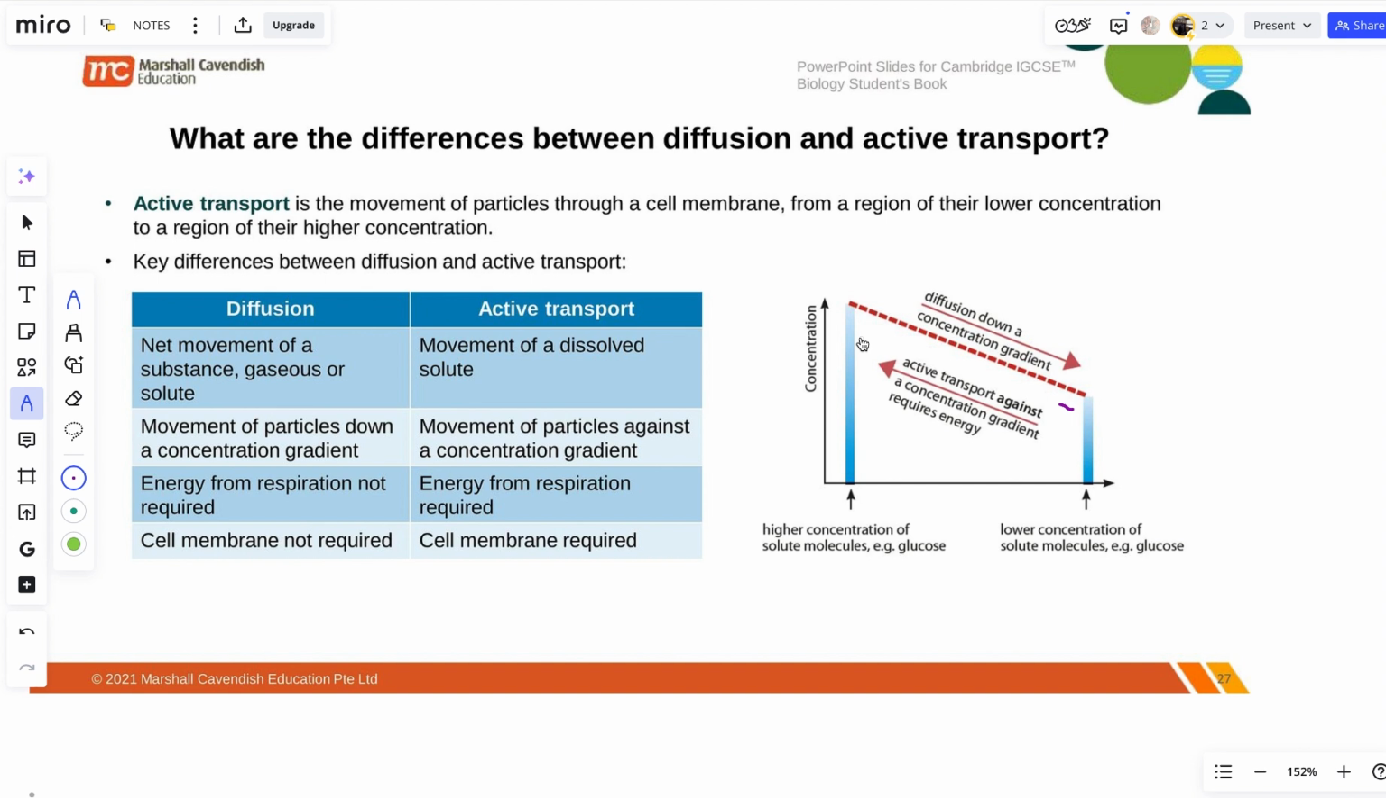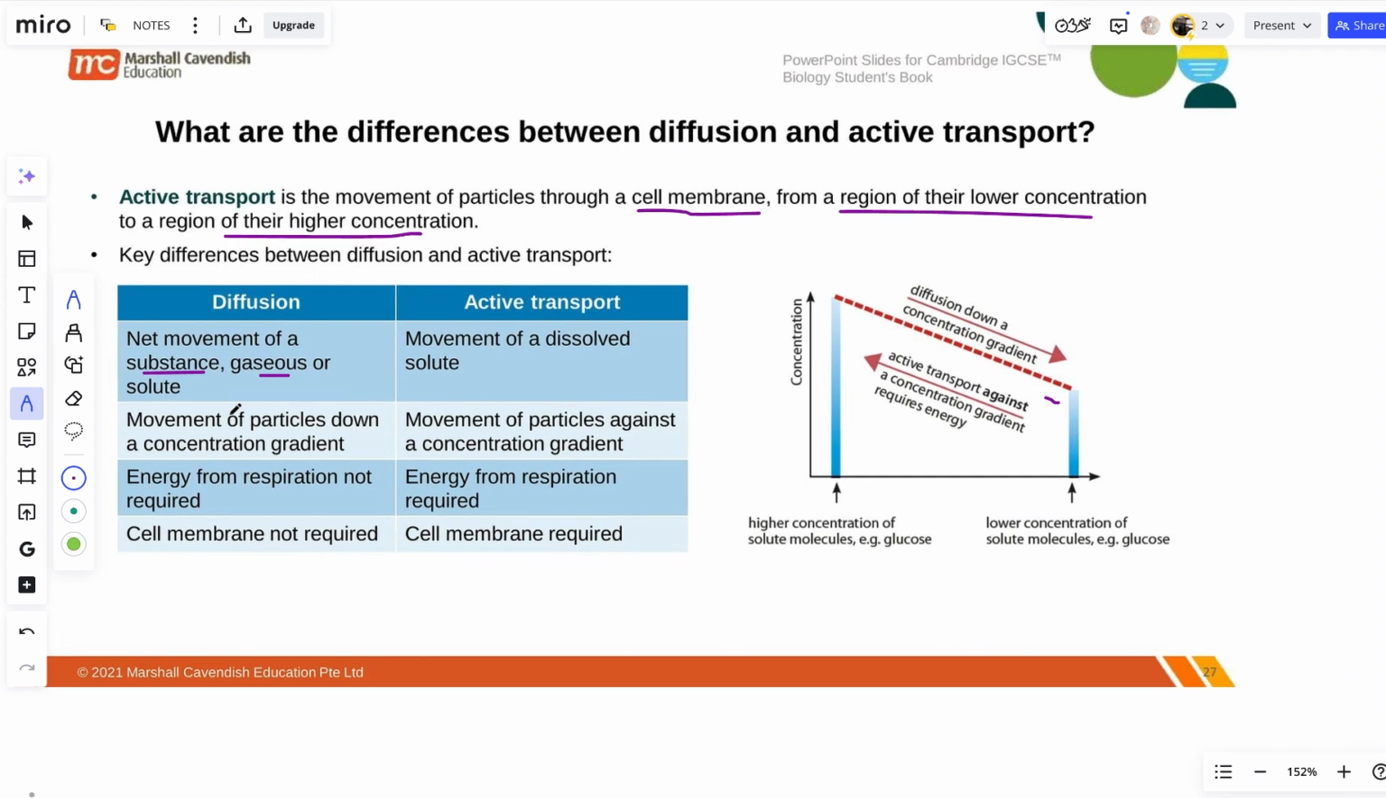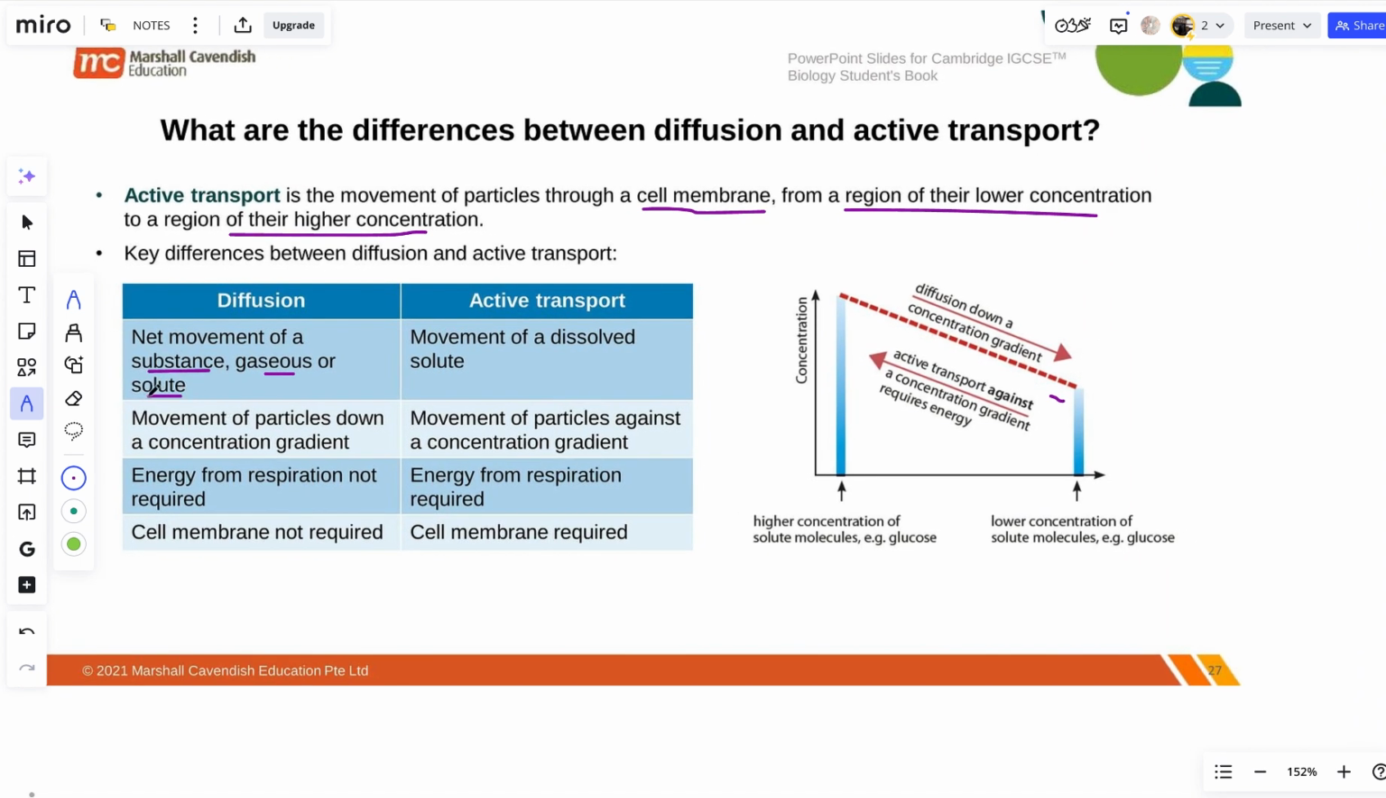So let's take a look at the differences. Active transport is the movement of particles through a cell membrane from a region of lower concentration to a region of higher concentration, right? Now, what are the key differences between diffusion and active transport? First of all, diffusion is the net movement of substances. It's always substances because it's not only gas molecules, both gas, liquid, solute. So it's the movement of substances, whether they are gaseous or solute.